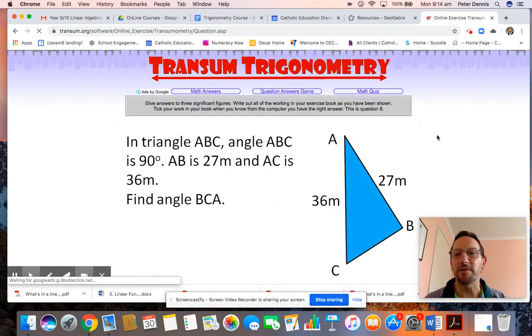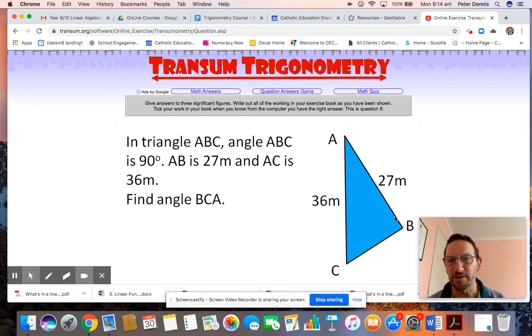So again, in this triangle ABC, we know angle ABC is 90 degrees. So ABC, this is your right angle here. We know that AB is 27. We know that AC is 36. We have to find angle BCA. So BCA is this one here, so it's really angle C.